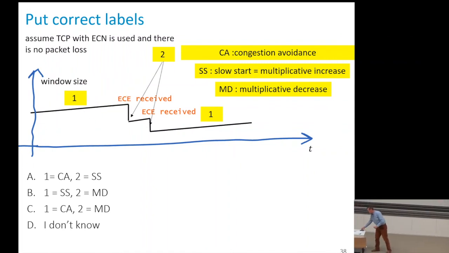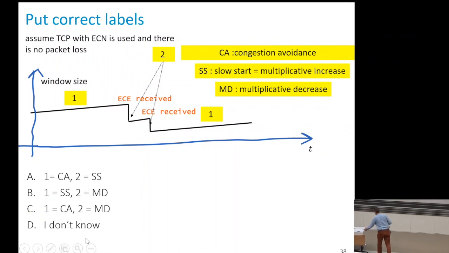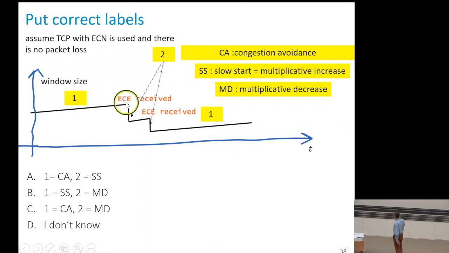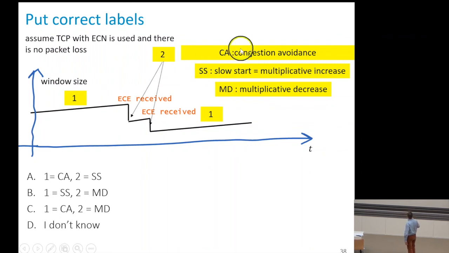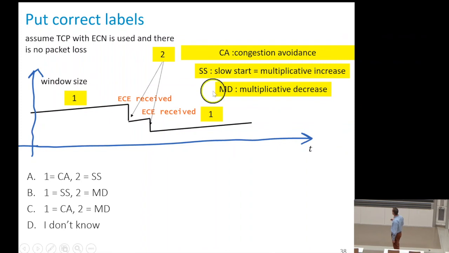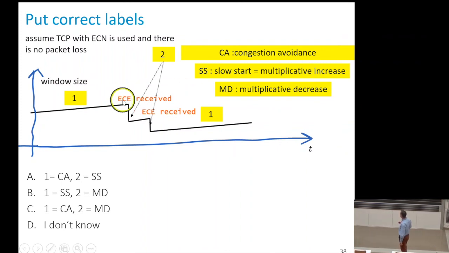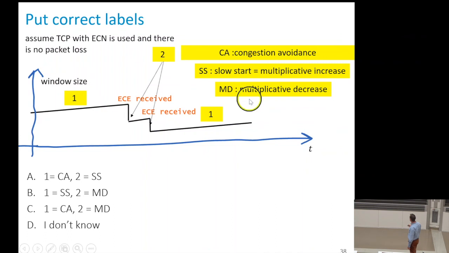Small check on your understanding, which should be what? And the correct answer is C. The window increases linearly or quasi-linearly, depending on how TCP implements the additive increase. So 1 is the phase called congestion avoidance. That's the terminology that TCP-Reno gives to what we do when we do linear increase. Then when we receive a congestion, so ECE stands for explicit congestion experienced, then the window is decreased by 0.5 here, then it increases again, then decreases by 0.5, and then increases again. So the second thing here is multiplicative decrease. Here there is no slow start in this illustration.